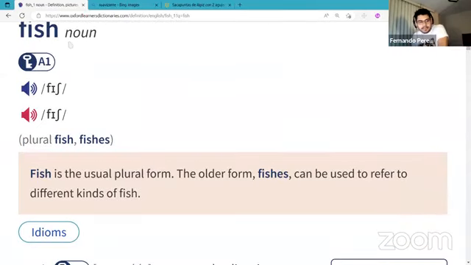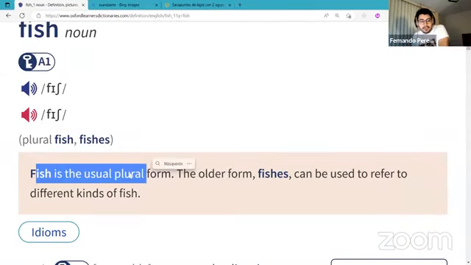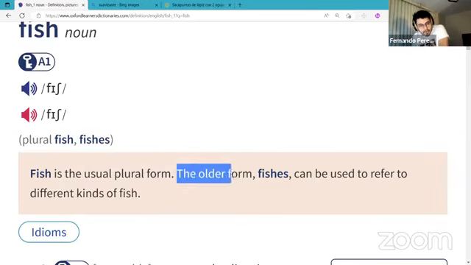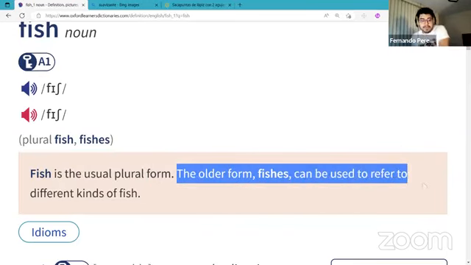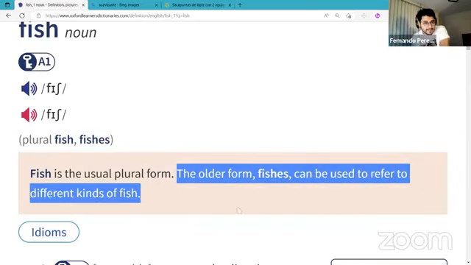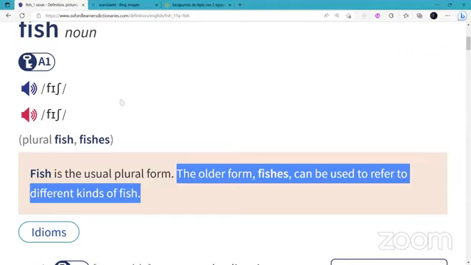So when do we use it? Fish is the usual plural form. The older form, fishes, can be used to refer to different kinds of fish. So you say, I have one Nemo, beta.